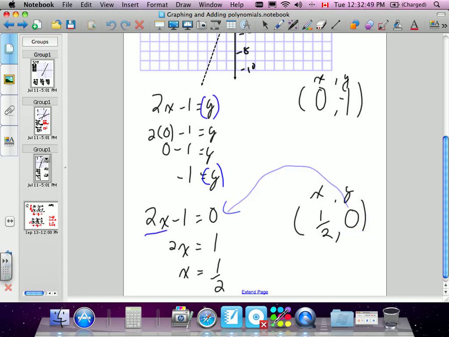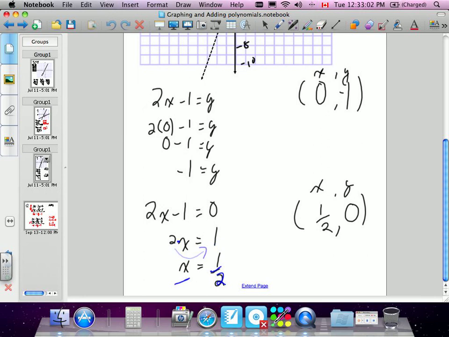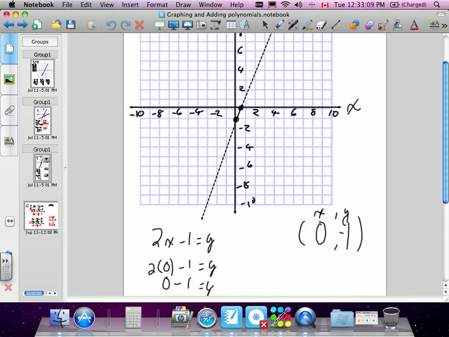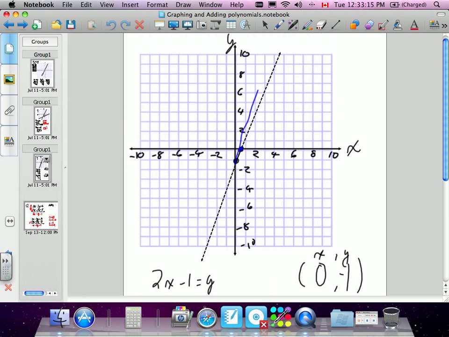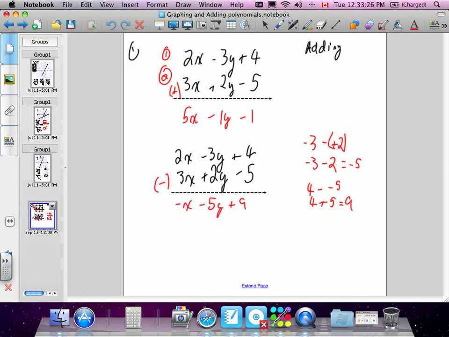And then we solved for the x. We moved the 1 over, it became +1. And when I moved the 2 over, I had to divide by 2, because this is technically 2 times x. So x is equal to 1/2. So our x-intercept was 1/2 and 0, which is right in between the 1. Once we had the 2 dots, we connected it and extended our line. And that was graphing using xy coordinates.